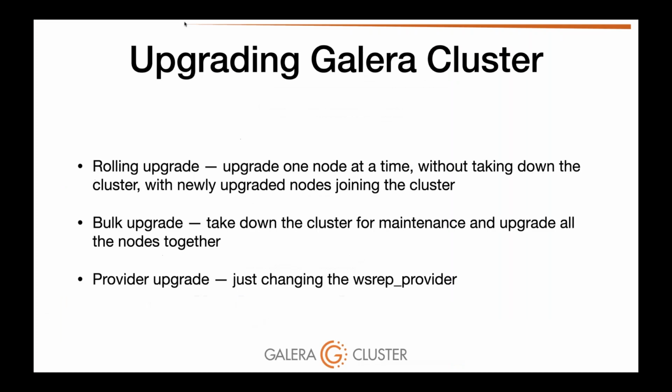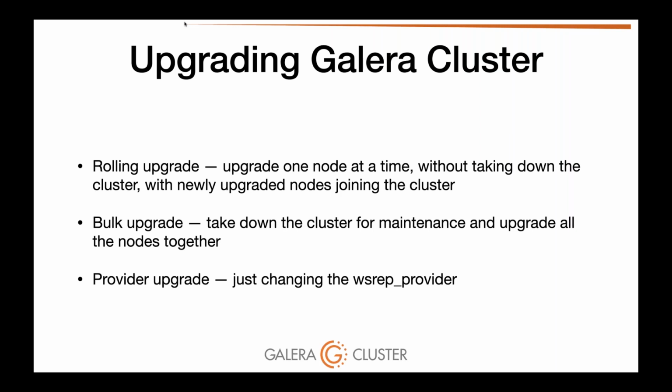Now, there are several ways to do a Galera upgrade. There is the rolling upgrade, which is the upgrade we're going to actually focus on because that's the one that gives you uptime. In this upgrade, you basically upgrade one node at a time without taking down the whole cluster, and the newly upgraded nodes can join the cluster. And you can do a bulk upgrade where you have to take down the cluster for maintenance and upgrade all the nodes together.